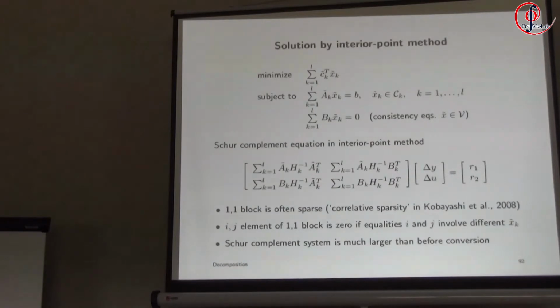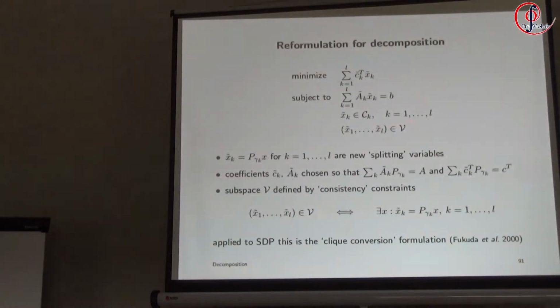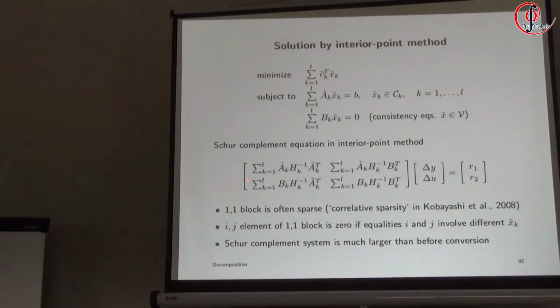But the limit of this method is that if you apply this to an SDP, then the number of variables you introduce using this decomposition grows very quickly, because each of these xk's is actually a matrix variable that represents a submatrix of the original variable. So the dimension of this problem can increase very quickly. And then the dimension of the other blocks actually increases very rapidly.